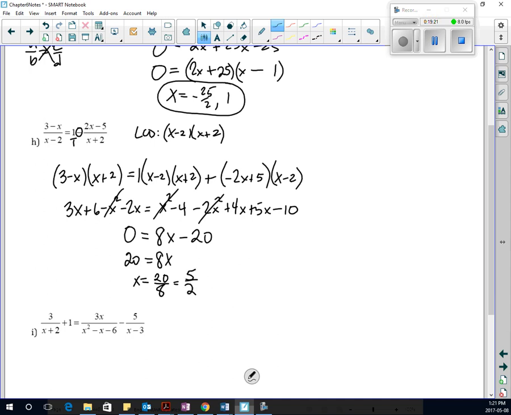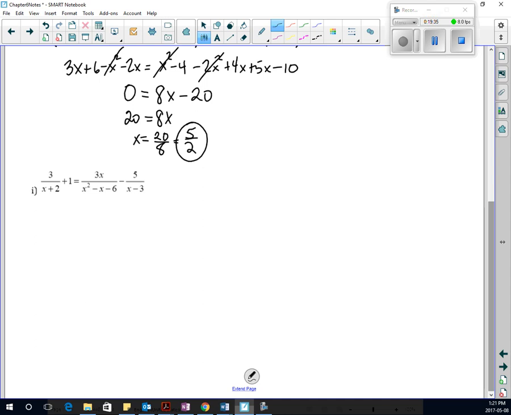I didn't do my non-permissibles again. My non-permissible values, of course, are x cannot equal positive 2 and minus 2, which isn't 5 over 2. And again, I should check if I have time. Okay, this one's even more crazy.